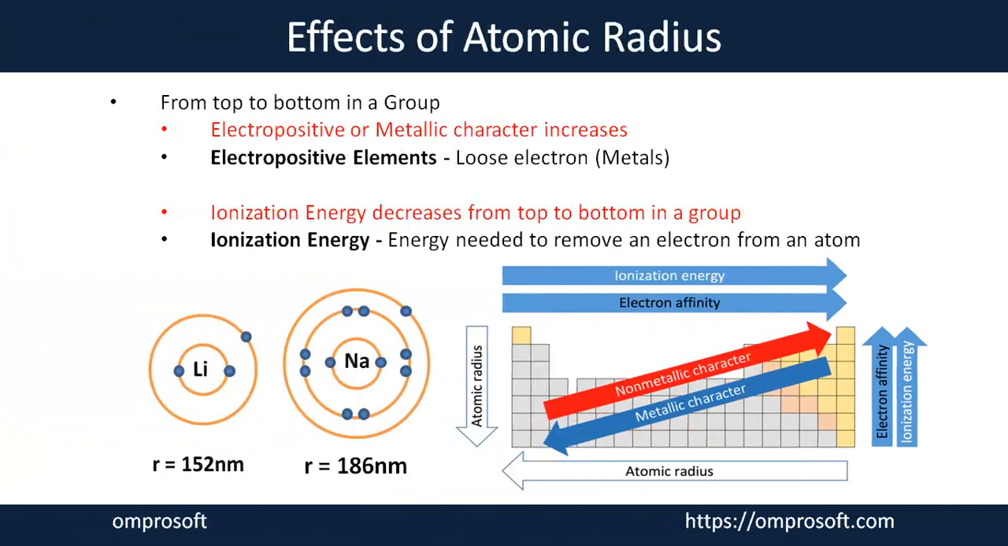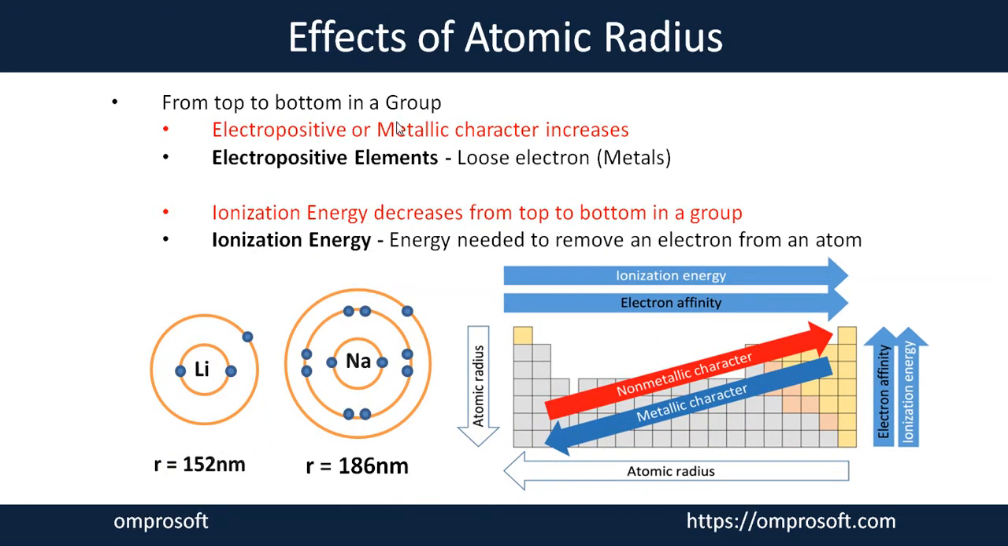Now next, across a group. While we move top to bottom in a group, the number of shells increases, and as we discussed in the previous session, the atomic radius value increases. If atomic radius increases, it means the distance from the nucleus to the outermost shell increases. And if distance increases, the attraction becomes weak. And if attraction becomes weak, it means the element can easily lose electrons from its outermost orbital.